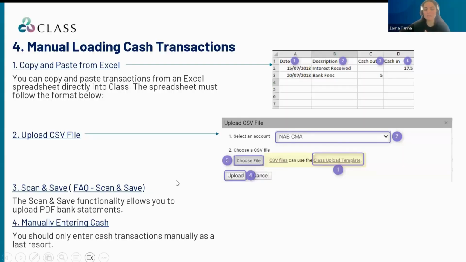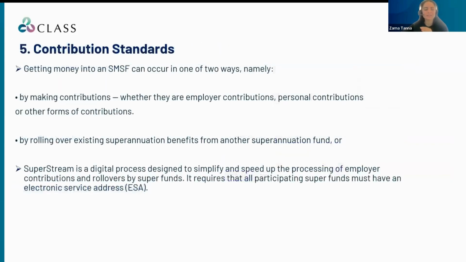So once we've discussed loading the cash transactions, the next would be the contribution standards. Now, to get money into an SMSF, whether this is a newly established entity or an existing entity, you would have common transactions such as contributions, whether they are employer, personal, or any other forms of contributions. Or the second would be by rolling over funds from an existing superannuation benefit to another super. These transactions are mandatory to be processed via SuperStream.